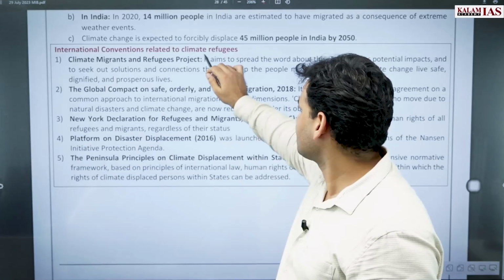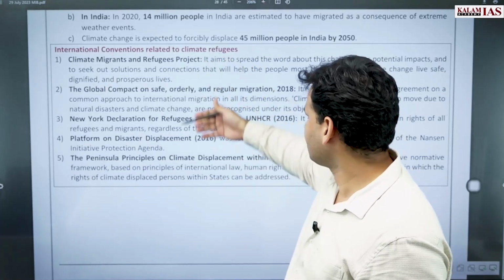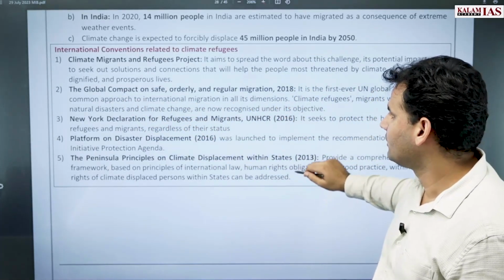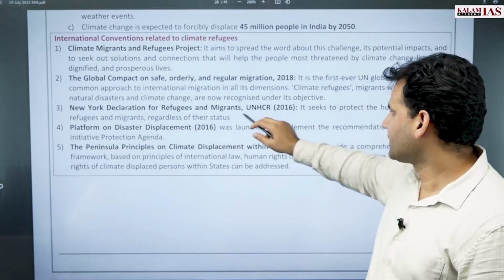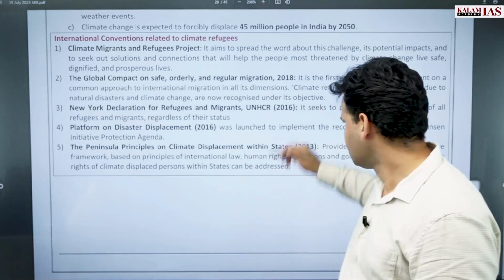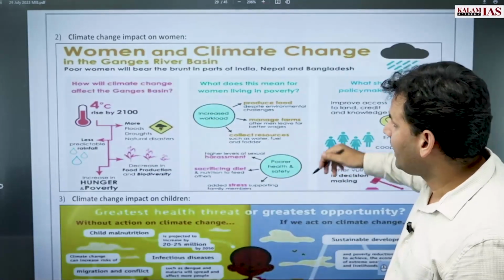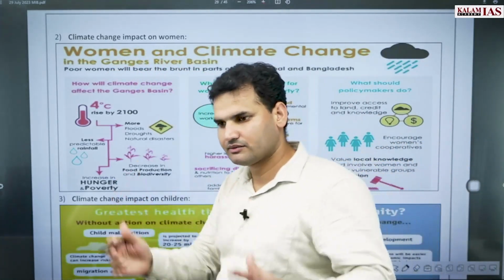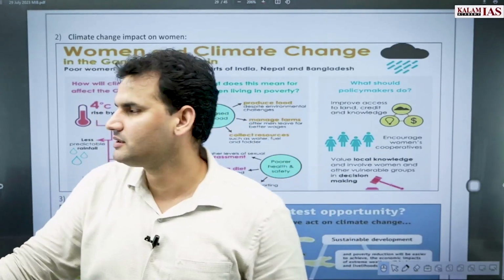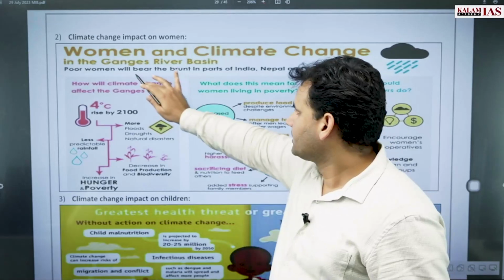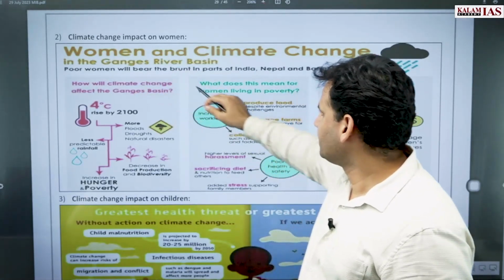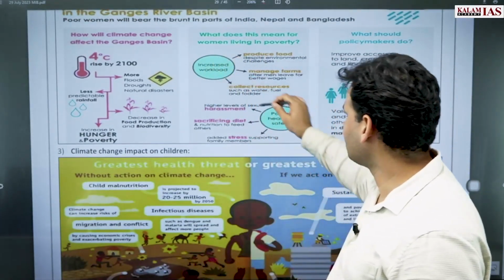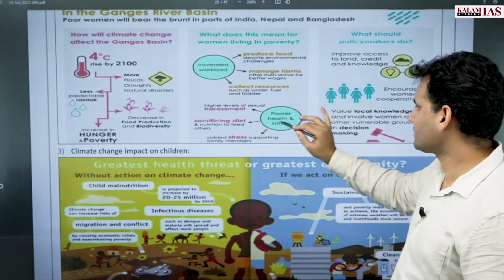Next, international conventions related to climate refugees. So we have them, like Global Compact on Safe, Orderly and Regular Migration 2018, New York Declaration for Refugees and Migrants 2016. Now this is an important one, so you can go through these. And climate change impact on women, because women again is one of the favorite themes or topics of UPSC. So you must be very clear that women, poor women, will bear the brunt in parts of India, Nepal, Bangladesh. And this is how you make your answer good. Increased workload, and then you give certain points. Poorer health and safety.